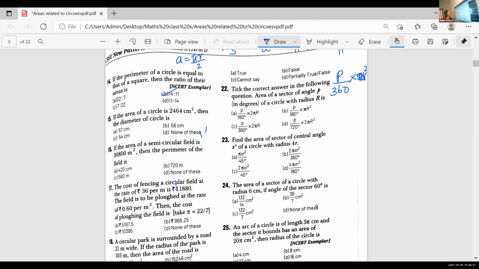C is also not possible, isn't it? The area of the sector means you will not get it. So answer is D. Is it D? 360 you need. Here it is 180. 180 is not possible. Therefore, answer is D. Is it clear, children? Is it okay? Yes, ma'am.